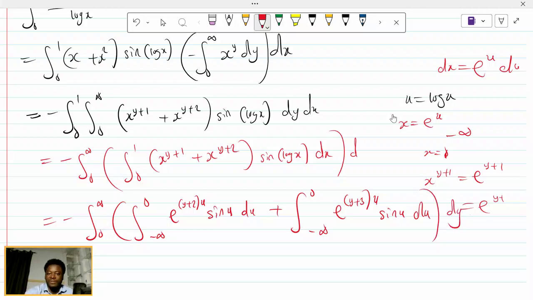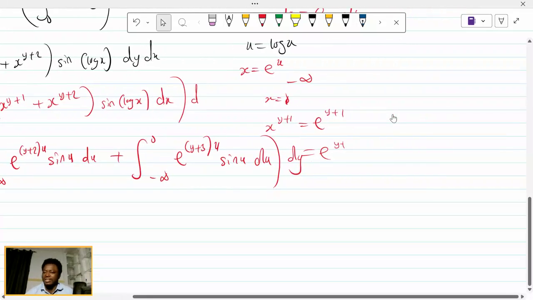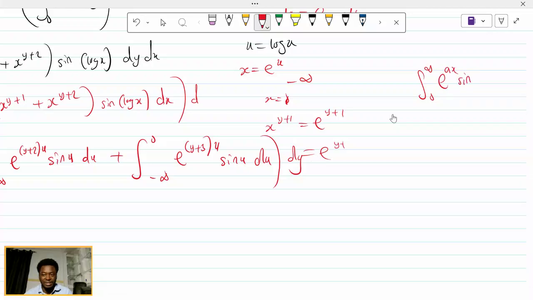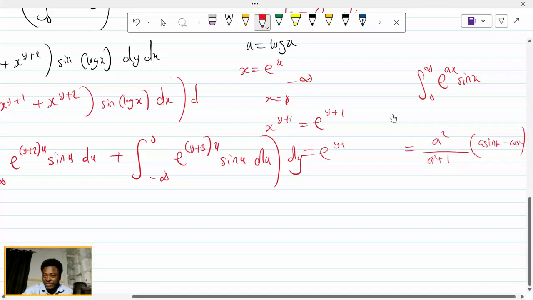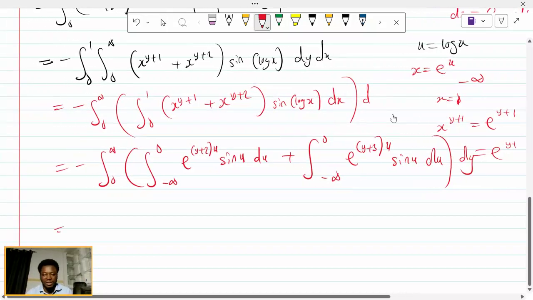Now also observe that, if you remember from calculus 1, the integral from 0 to infinity of e to the ax sine x is going to equal, I think, a square over a square plus 1, then you have a sine x minus cosine of x, something like that. So there's an antiderivative for that. We're going to use that formula here. Okay, so you have negative times the integral from 0 to infinity.